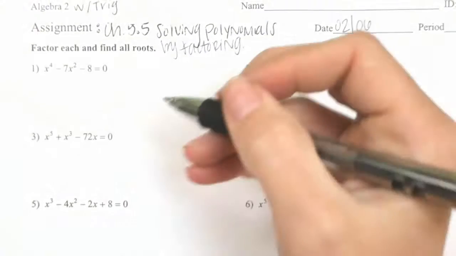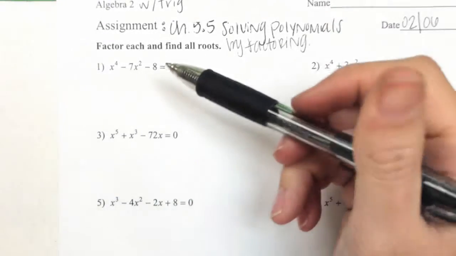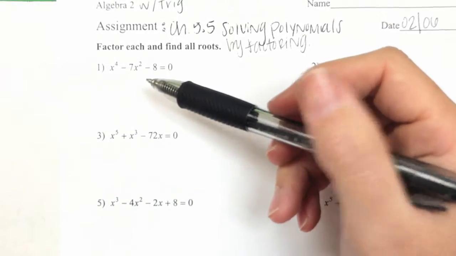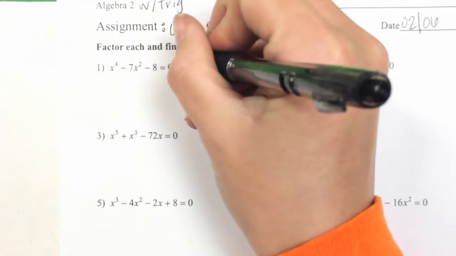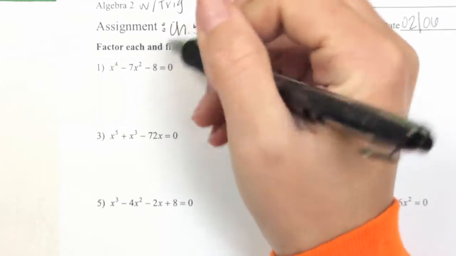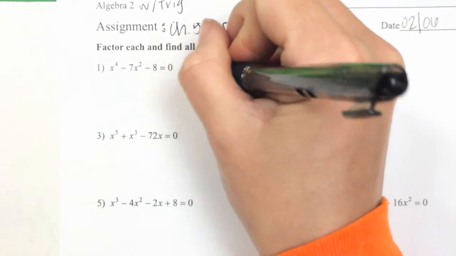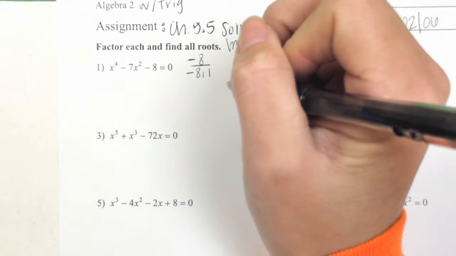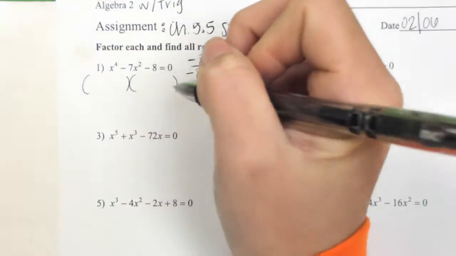So I'll go ahead and start with this first one. This has 3 terms, so we know we're going to factor like we would quadratics. So we find factors of -8 that add together to get -7. That's going to be -8 and 1. So from here we can create our 2 binomials.